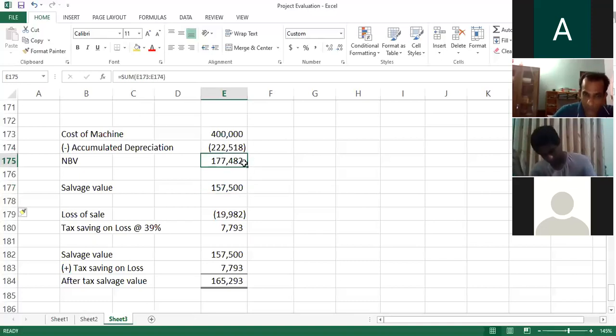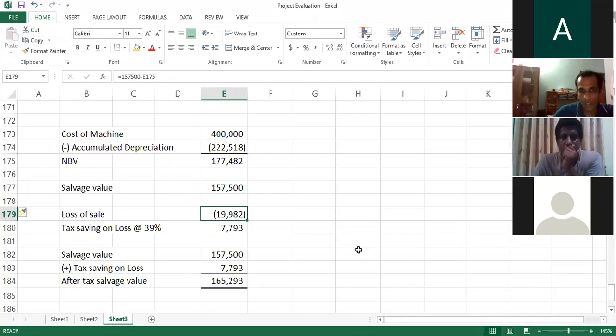An asset worth 177,000, they have estimated they can sell at 157,000. That is the loss. So the loss is only the difference. 19,982 is the loss, sir. Yes. So after we reduce 19,982 from 177,482.